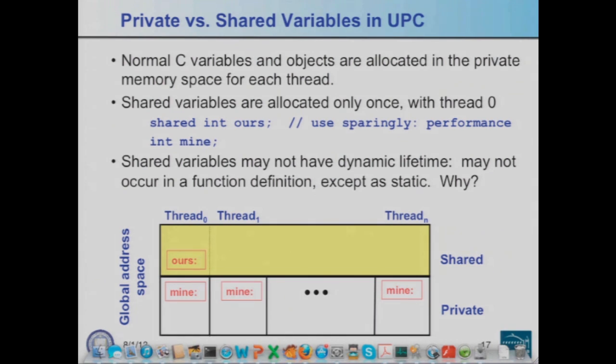These shared variables cannot have a dynamic lifetime. That is, they can't be declared inside of a function. Anybody want to tell me why? So the answer is that if they're inside of a function, some threads can be in that function, other threads are not in that function, because there's nothing that says all the UPC threads have to be doing the same thing at the same time.